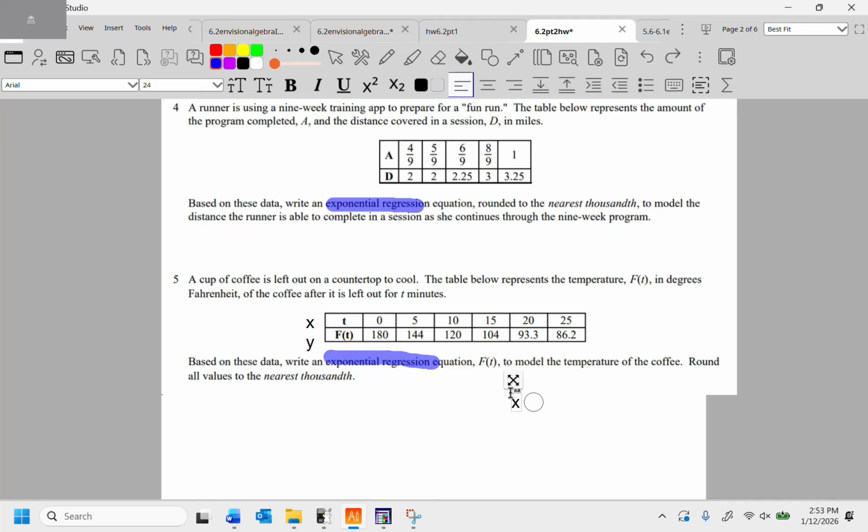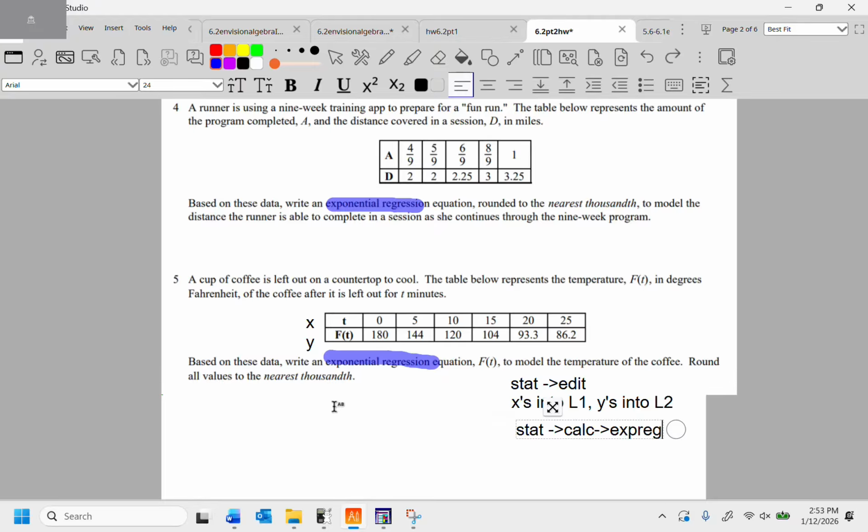So your x's go into list 1, your y's into list 2. I didn't talk about how to get there before. I'm sorry. You're going to press stat and then edit. And then after that, we're going to do an exponential regression. So stat, calc, and it's just called exp reg, exponential regression.